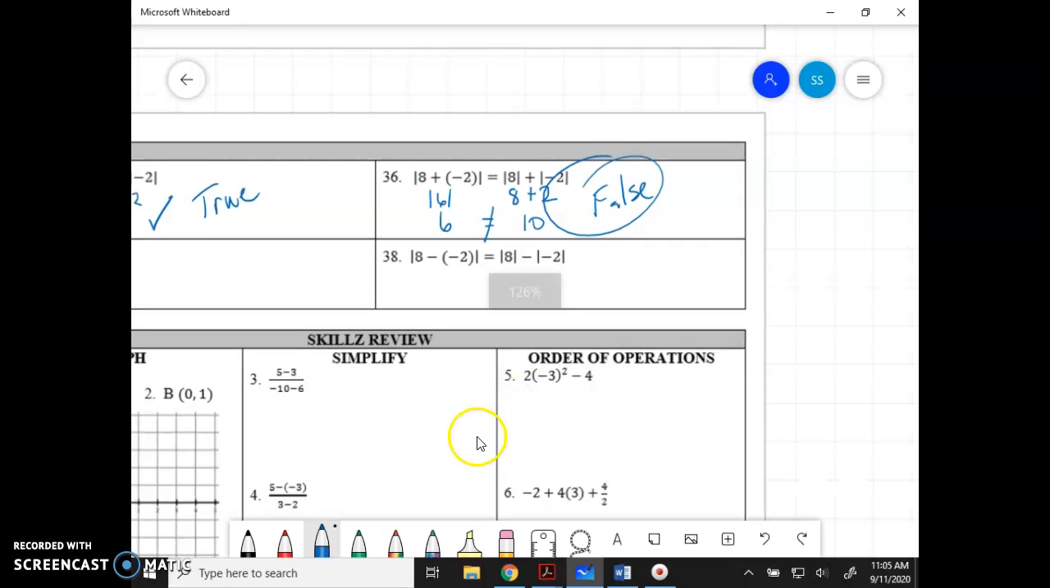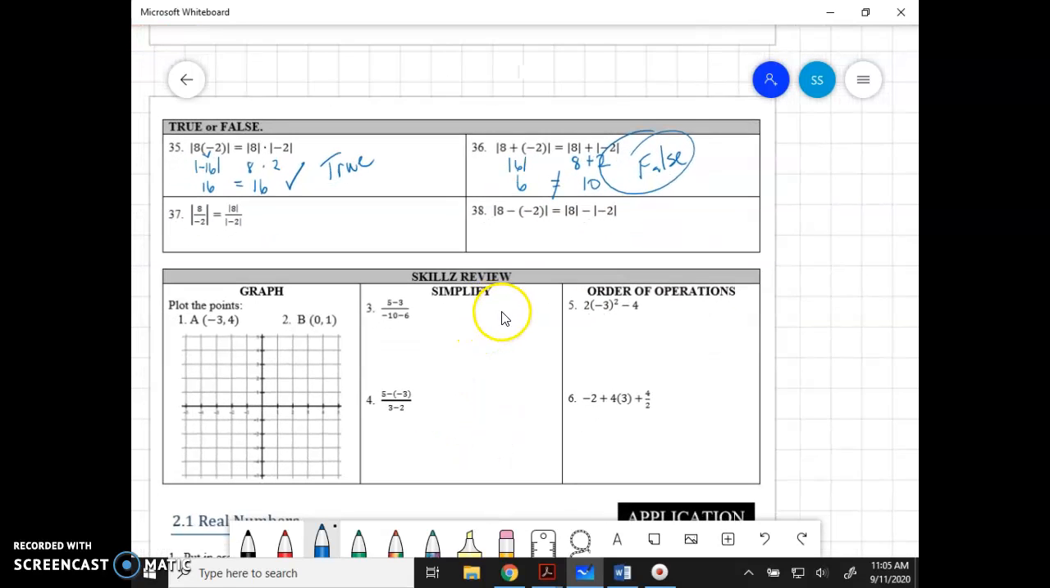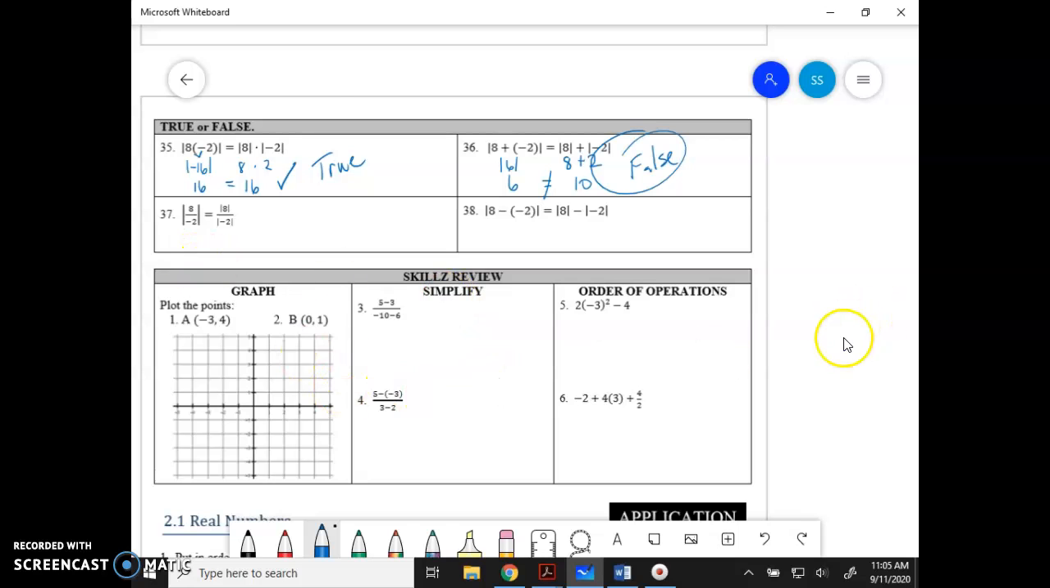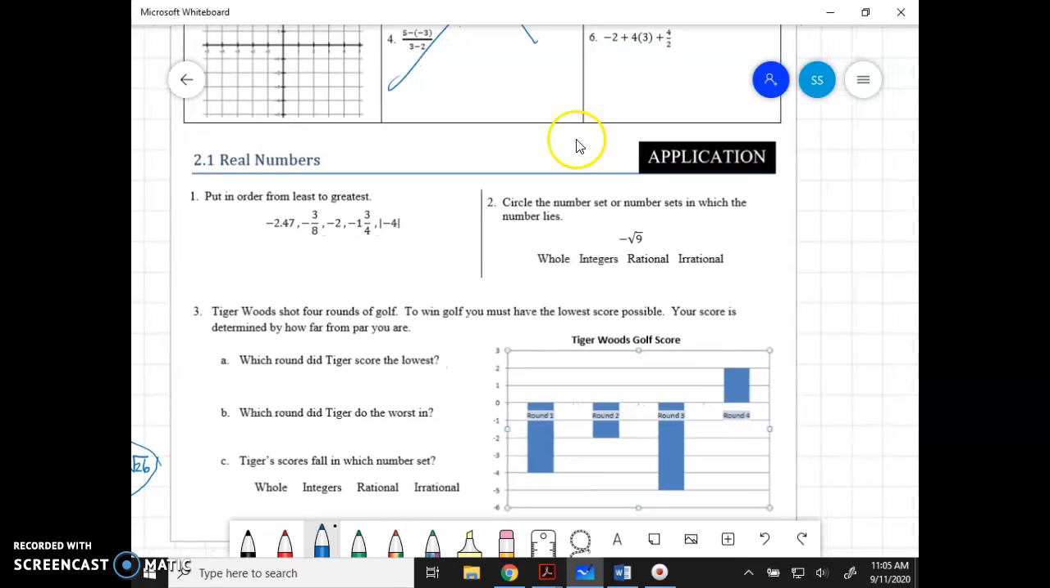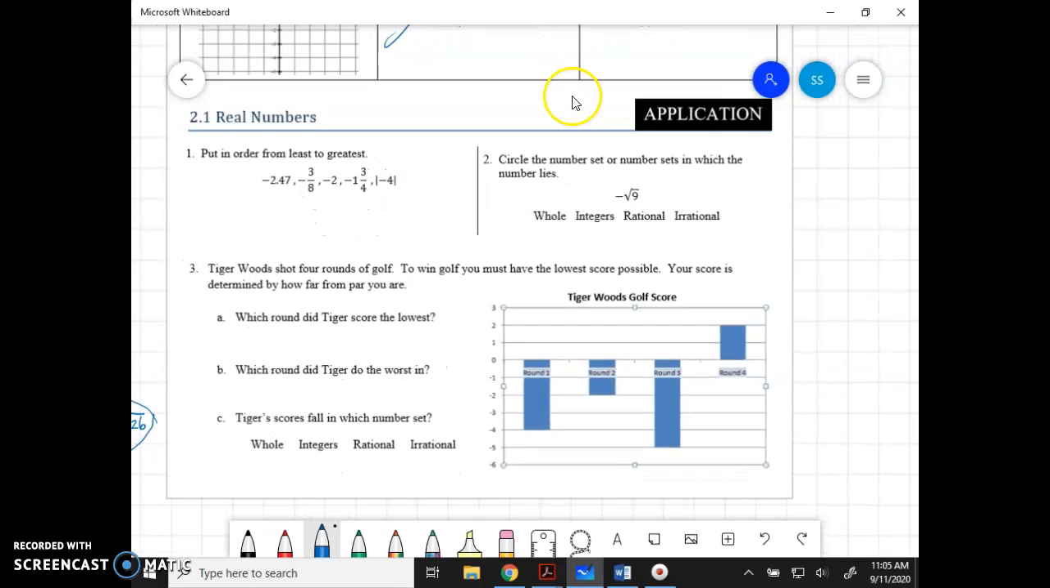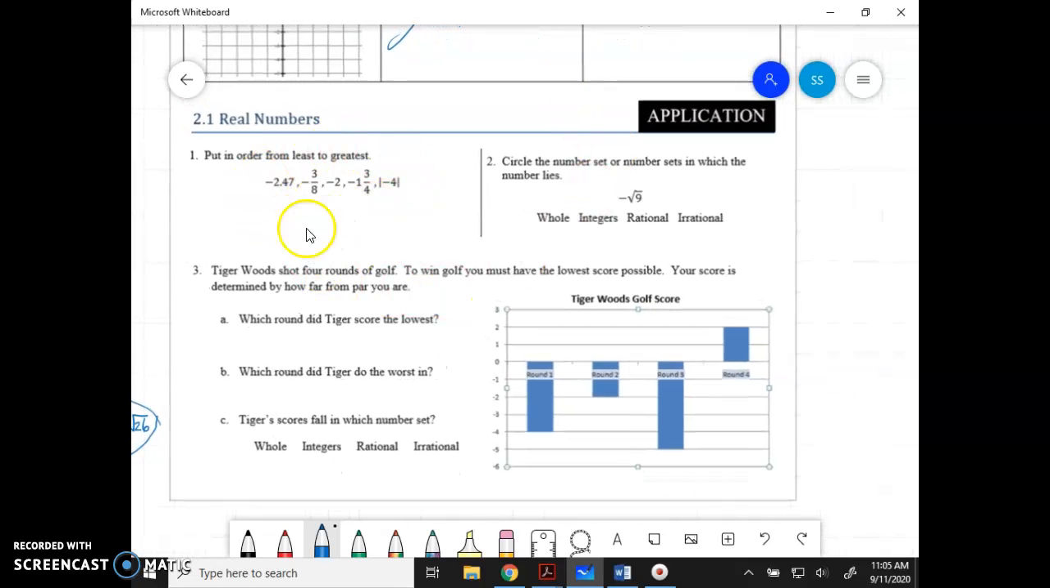Okay. Hopefully that made sense. You guys can give 37 and 38 a shot. If you have time to give the skills review a shot, go ahead and try it. If not, it's okay if you skip that section. And if you need a little bit more help going through ordering from least to greatest with negatives, that might help you out. And then give this number 3 a shot in the application section. Doesn't have to be perfect, but I just want to have you guys give it a shot.